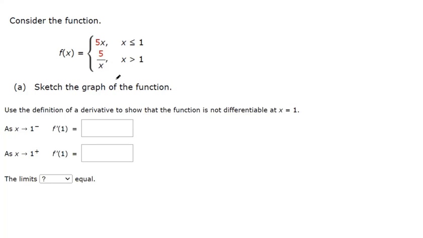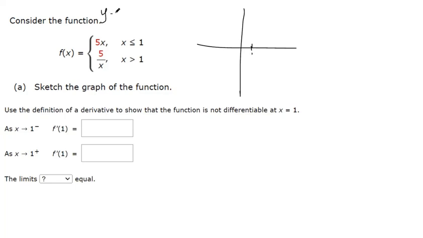This is a piecewise function. We're asked to sketch the graph. So the graph changes behavior at x equals 1. It switches from this one to this one. So from the left, it's behaving like a straight line, y equals 5x. So here's x equals 1.